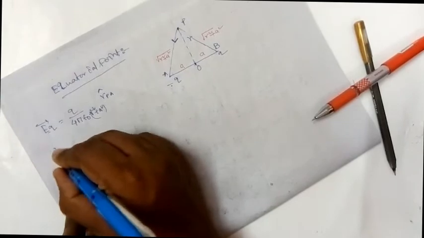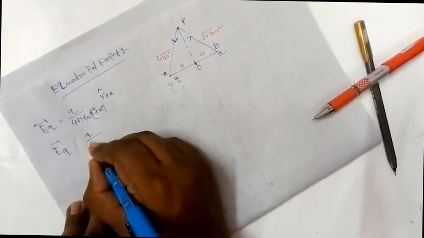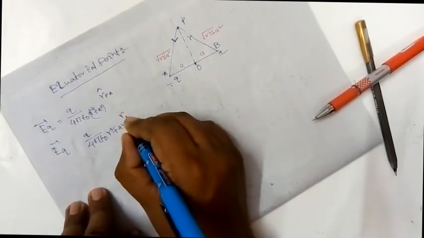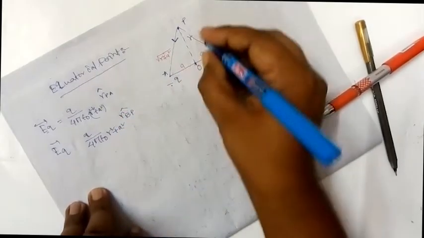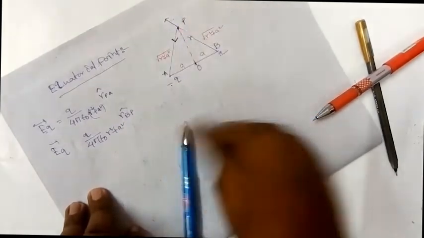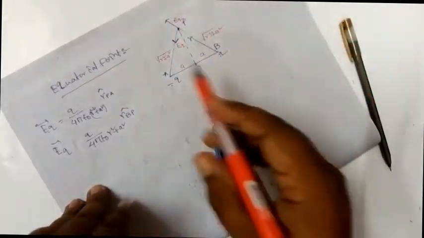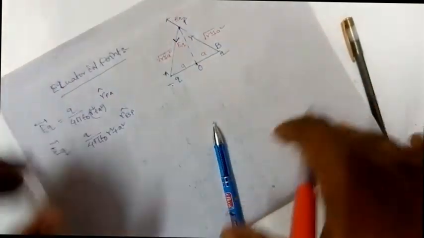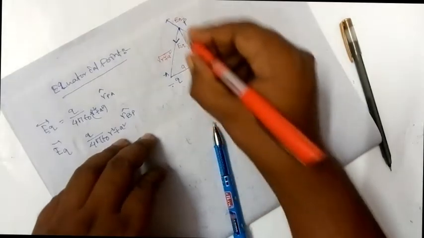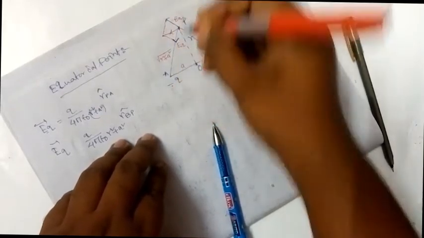If I'm talking about the electric field due to the charge Q, it will be Q by 4 pi epsilon naught (r square plus a square) RBP cap, because the direction should be here, along RBP. So along this direction it is E minus Q, and here it is E plus Q. As the space is small, I'm not able to take much area. So how can we find the resultant one? We have to complete the parallelogram, and that will be the resultant one.